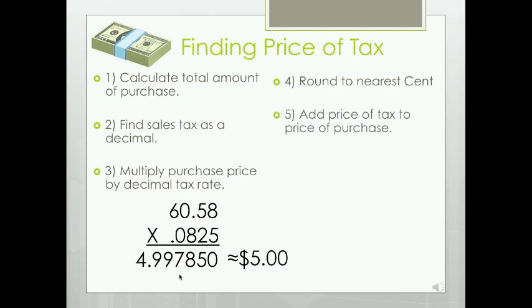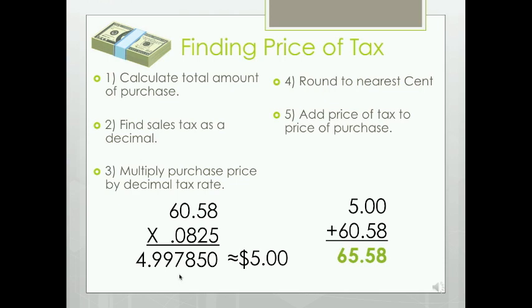What I need to do last to find out the total price that I'm going to have to pay at this register is take the original price off the receipt, my subtotal, and add that to the tax we just found. So there you go. You add your tax, you add your purchase price, and that is your total that you're going to have to be paying out of your pocket.